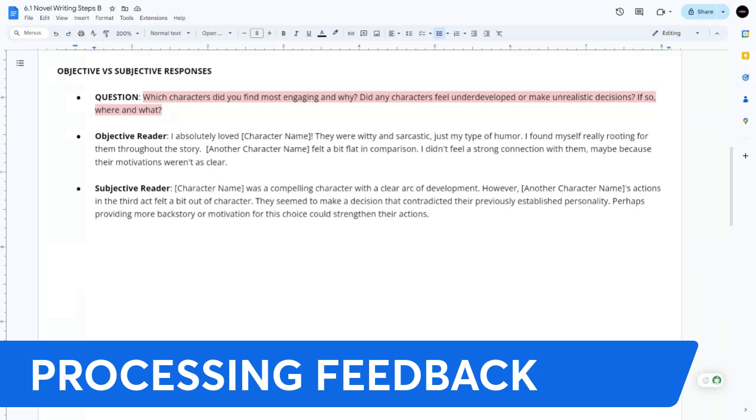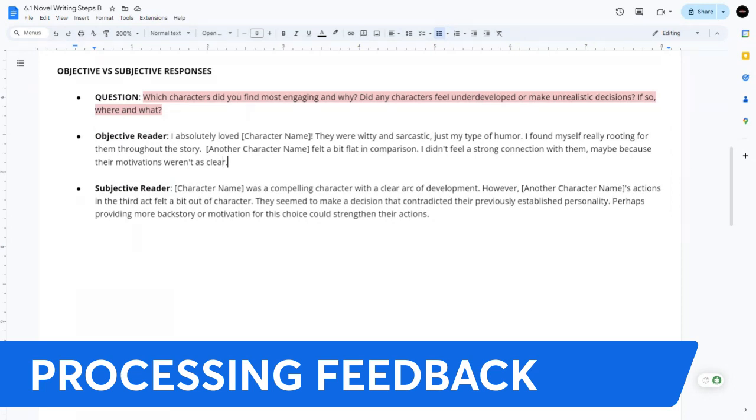Now, this feedback is objective because it focuses on the character's consistency within the story itself. The reader appreciates a character arc, but points out a specific instance where a character's behavior might not align with the established personality. And there's a couple of things going on here. I seeded certain things. I involved certain things so we can process the feedback. Because even though this is objective and this is subjective, there's still some stuff going on. So let's look at it, okay?